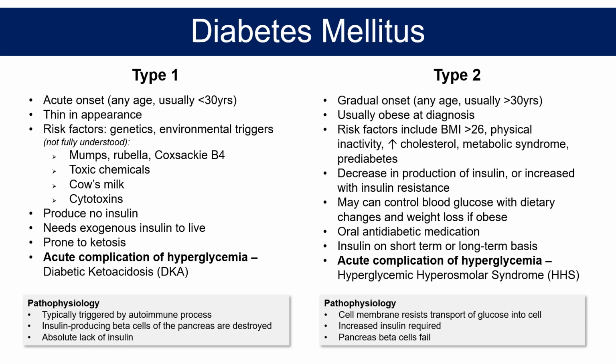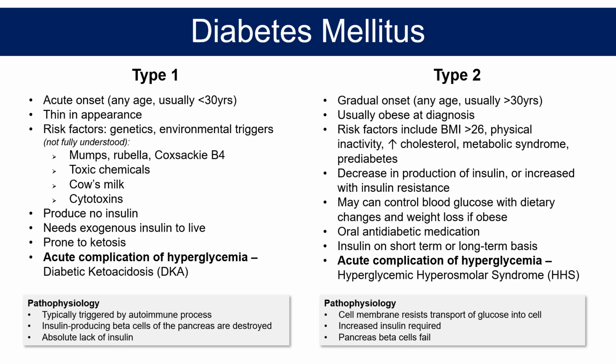Okay, so type 1. Type 1 happens abruptly, it's acute, it is sudden. It can happen at any age, but usually it's going to be below the age of 30 or more commonly below the age of 10 years old. The patient will be thin in appearance. Again, this slide is referring to at time of diagnosis. So the patient will have lost weight unintentionally recently.